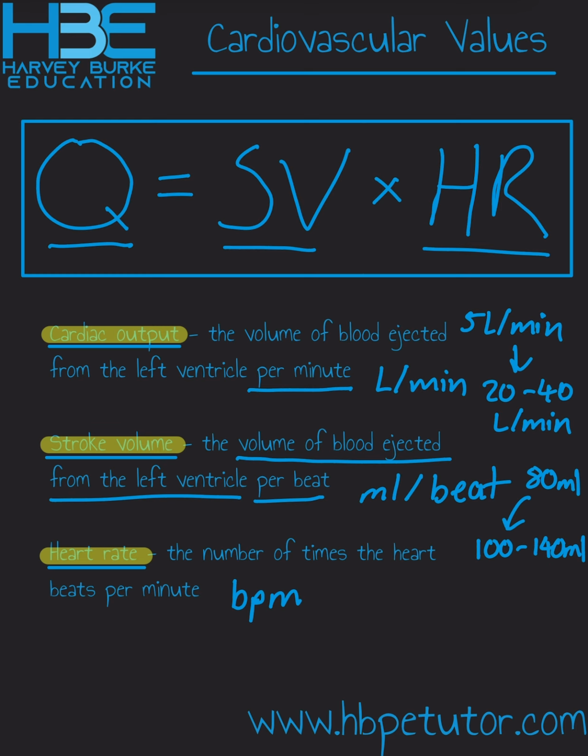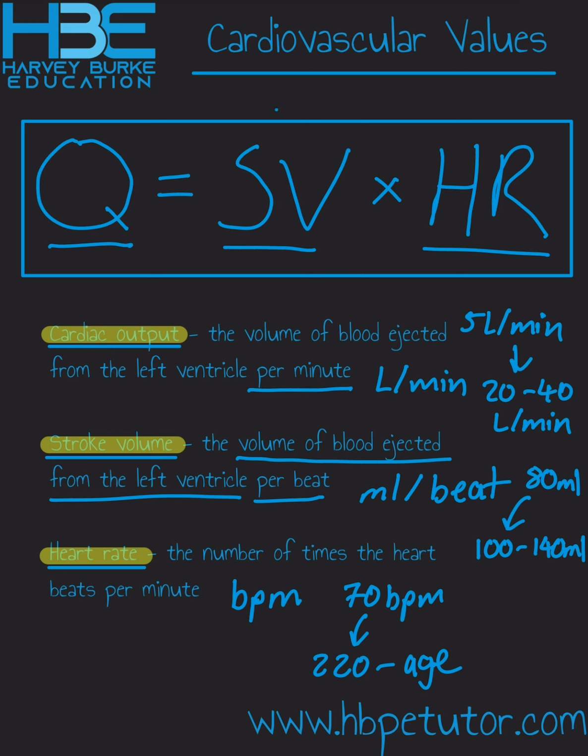And then your heart rate is roughly around 70 beats per minute at rest. And then maximally, to estimate it, you would do 220 minus your age. Now, what they could also ask about here is how these values differ between a trained and an untrained athlete.